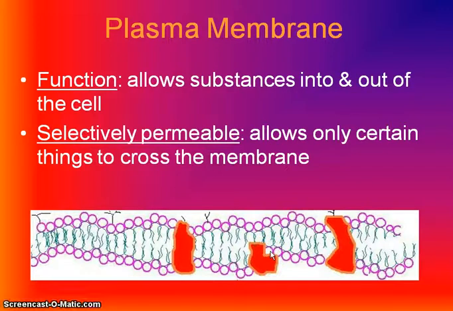The plasma or cell membrane is the outer layer of an animal cell, and its function is to allow substances in and out of the cell. We call it selectively permeable because it will determine what things come across and it won't let other things come across. So because it has that choice, it's selectively permeable. And this is that phospholipid bilayer that we mentioned before. These are the little heads and these are the tail ends of that plasma membrane.